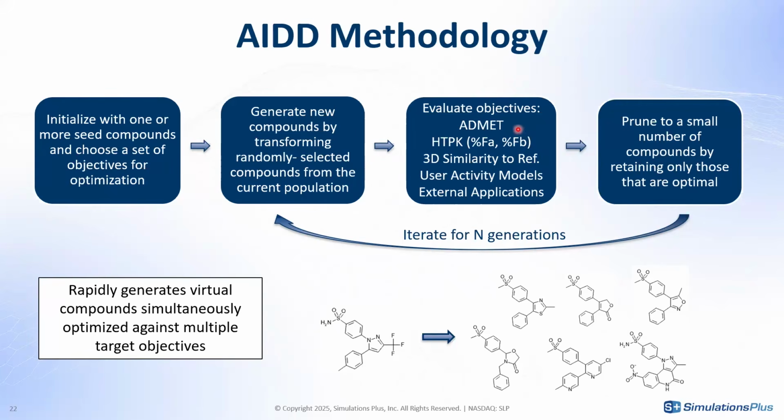They can include our ADMET models, the HT-PBPK endpoints, 3D similarity to one or more reference structures, models that the user has built using ADMET Modeler, and even callouts to external applications. The population is then pruned by retaining the most optimal compounds, and then these feed back to the generation stage, and this whole process repeats for some number of generations that the user has set. In the end, you're left with a final population that is highly optimized across these objectives.